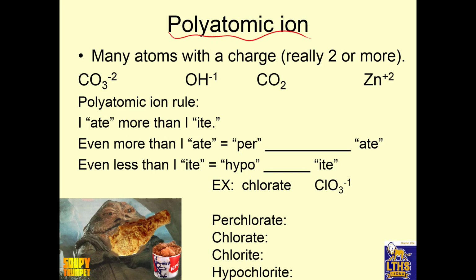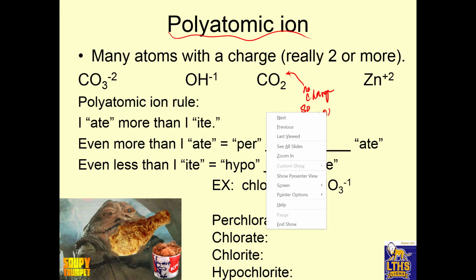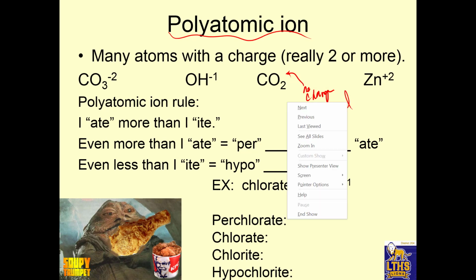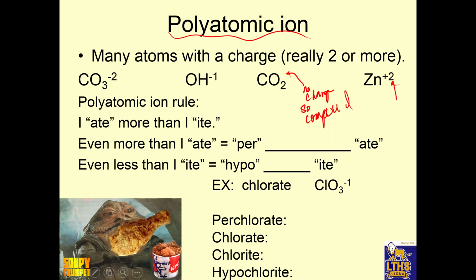Now, many atoms with a charge is polyatomic ions. That's what you're memorizing. Right? So, carbonate, hydroxide, carbon dioxide. Why? No charge. So it's a compound. So be careful. When you see it by itself, you get charge, ion, charge, ion. Not an ion if there's no charge.